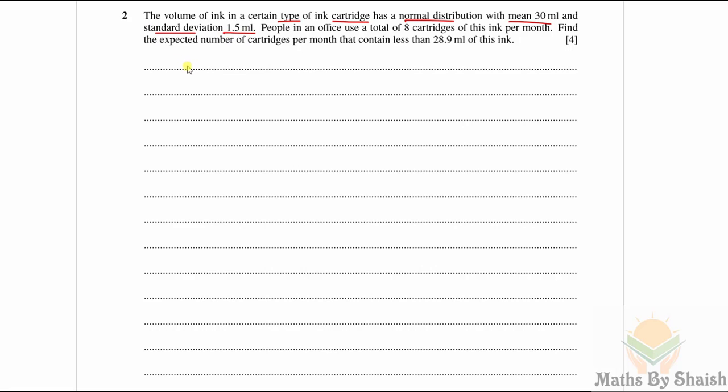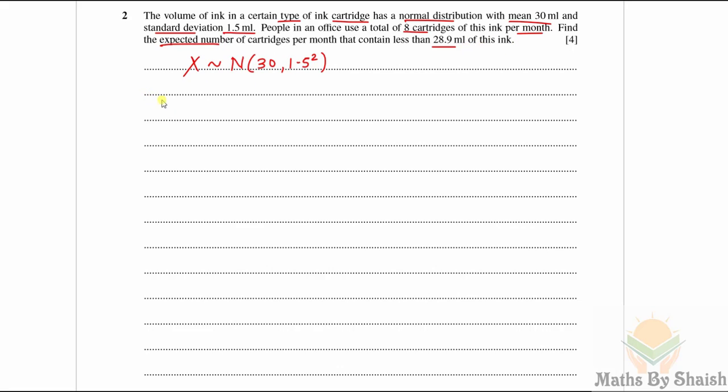So if we take X as the amount of volume of ink, then it is normally distributed with mu is 30 and sigma squared is going to be 1.5 squared. So we require the two parameters, mean and variance, which are provided. Now people in an office use a total of 8 cartridges of this ink per month. Find the expected number of cartridges per month that contain less than 28.9 ml of this ink.